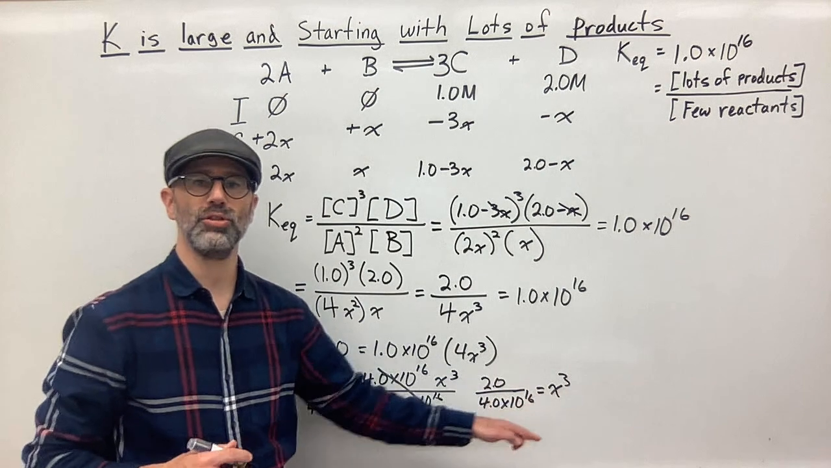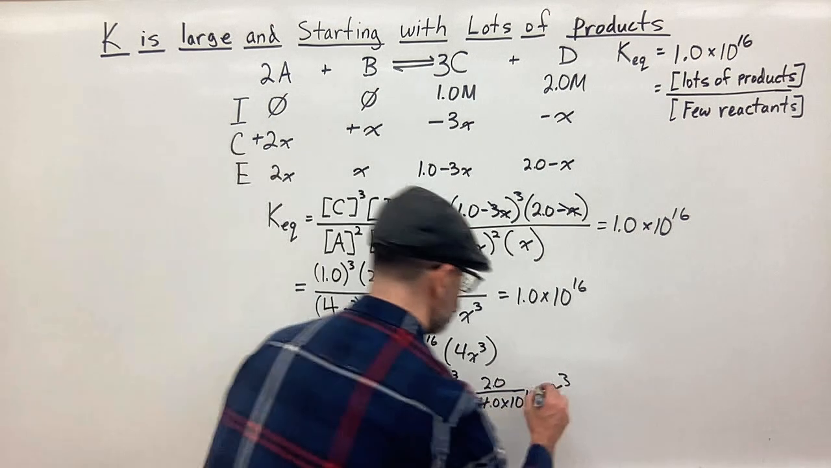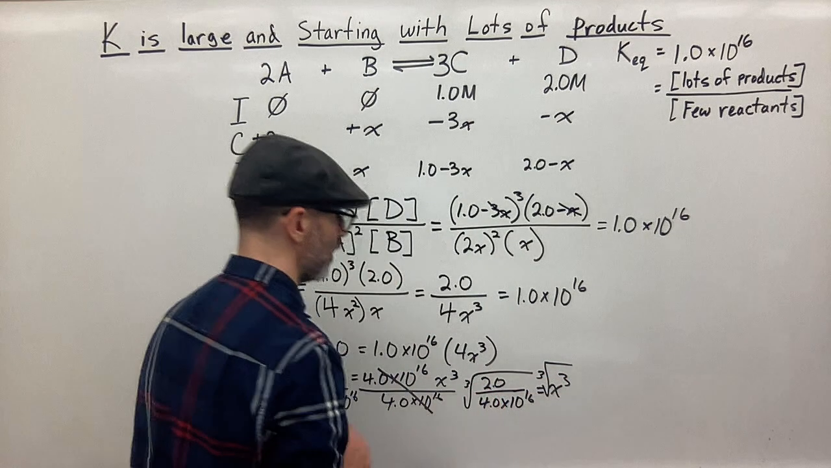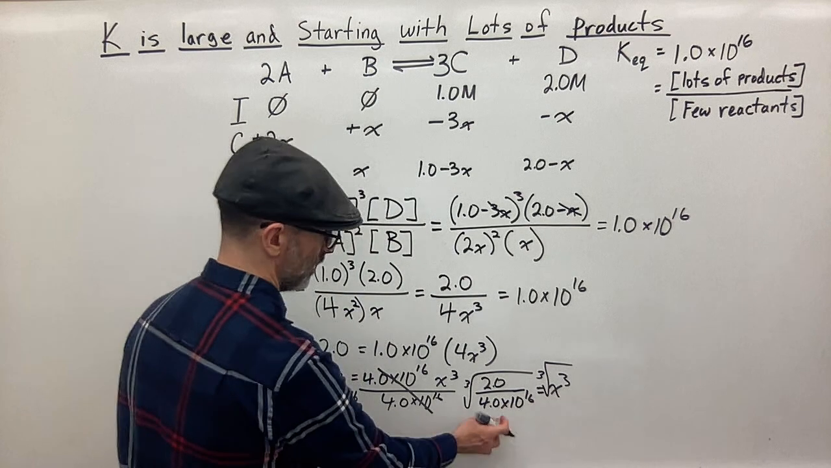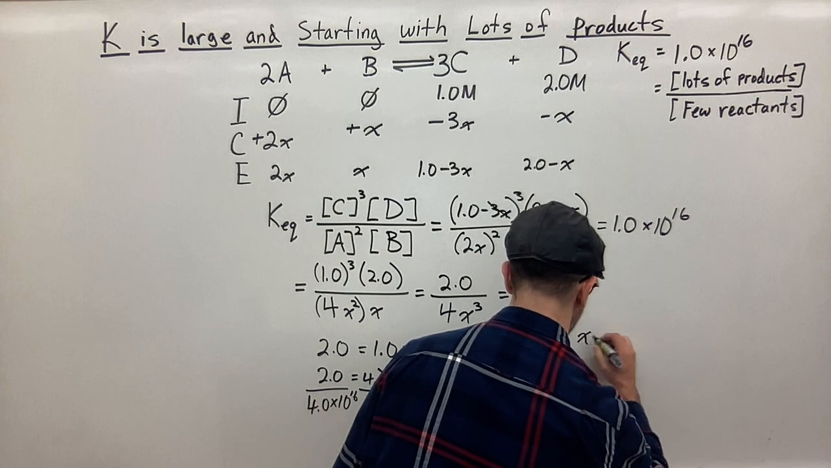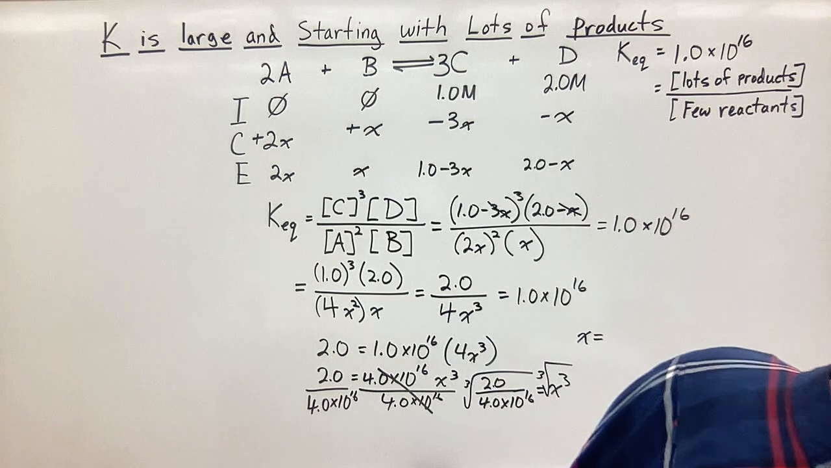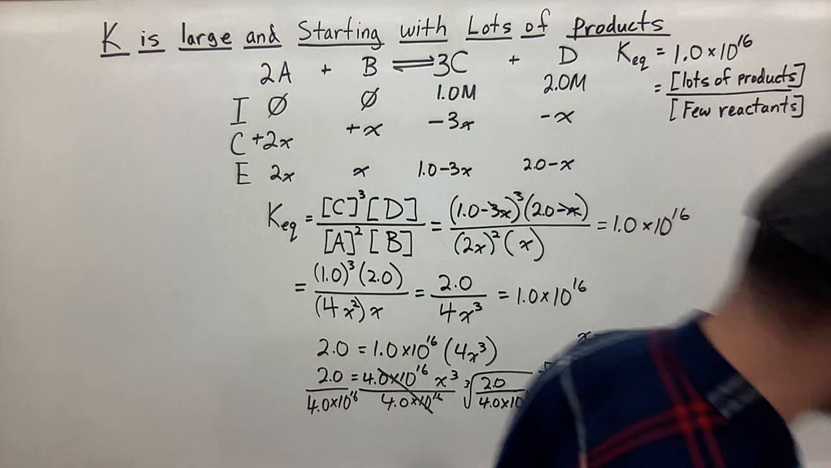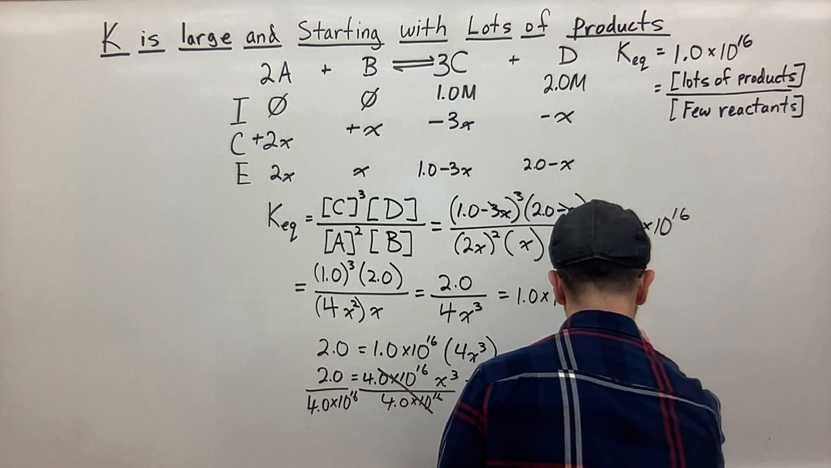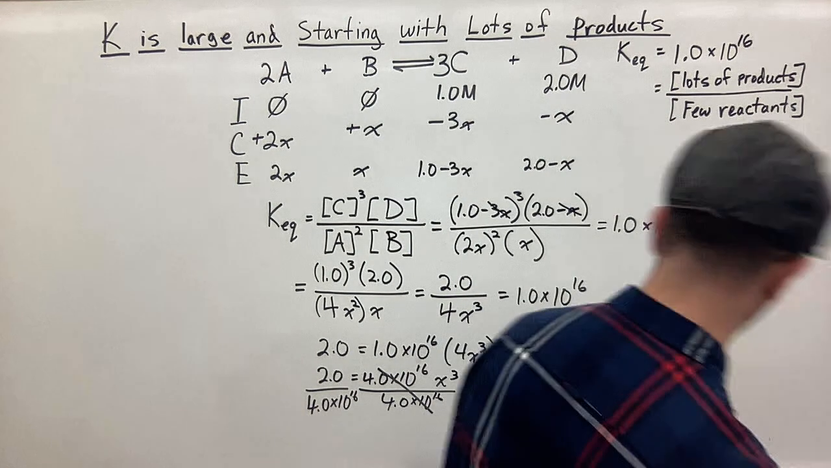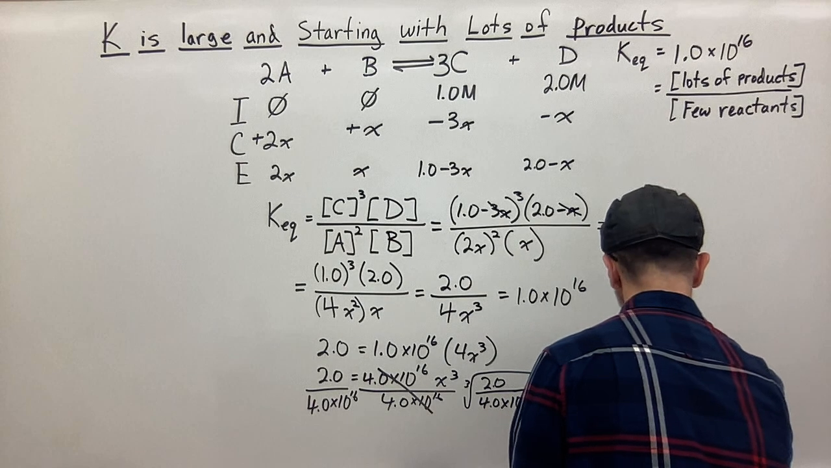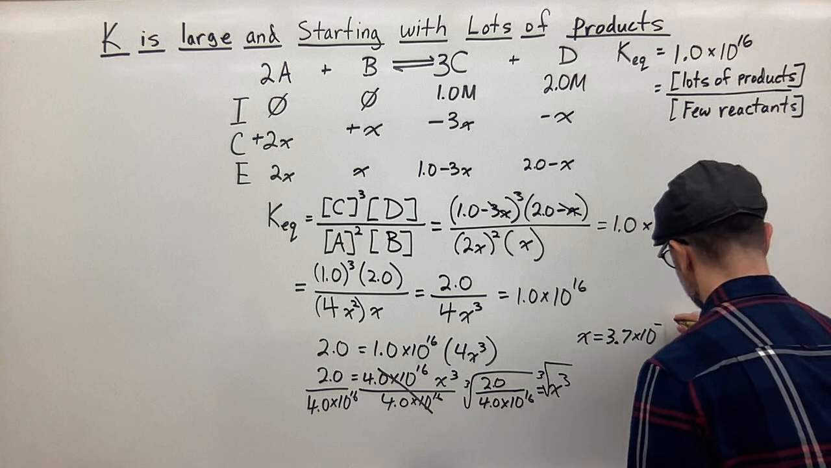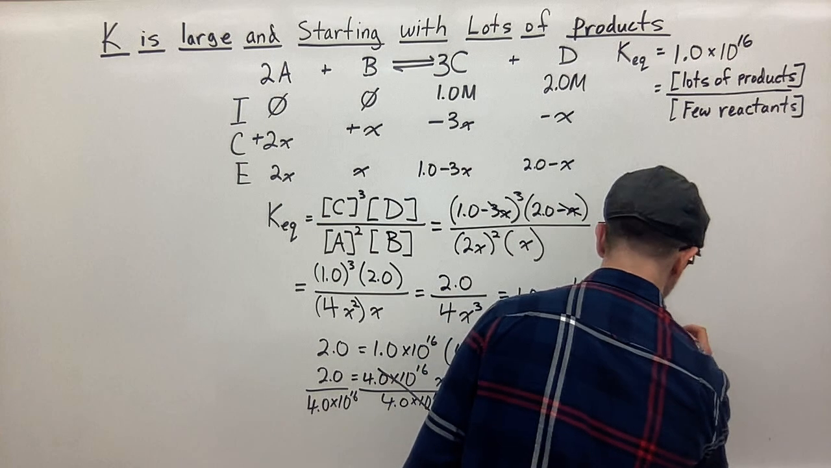And so all I have to do is do the cube root of both sides. So I do the cube root of that, I do the cube root of that, and then this becomes x. And then I finally get x is equal to, what did I get? Give me a moment. 3.7. So that's going to be 3.7 times 10 to the negative 6.